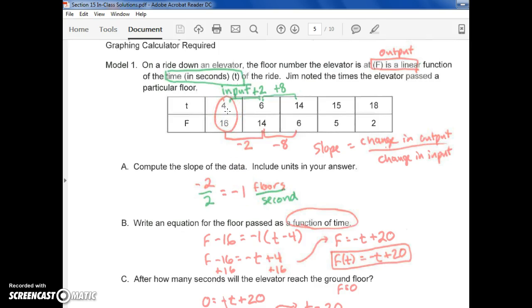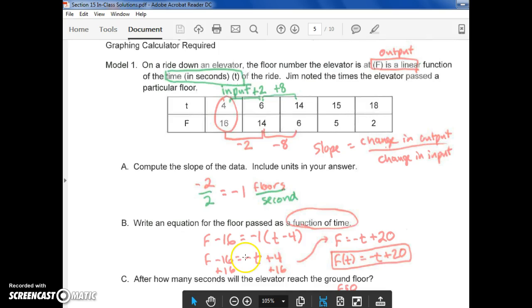Ideally, what we're going to do next is solve for f, because we want to have an equation that has f by itself, a function. So the ideal way to do this is to distribute the -1 to the t and the -4, making it -t plus 4. And then we add 16. So this is my new equation.